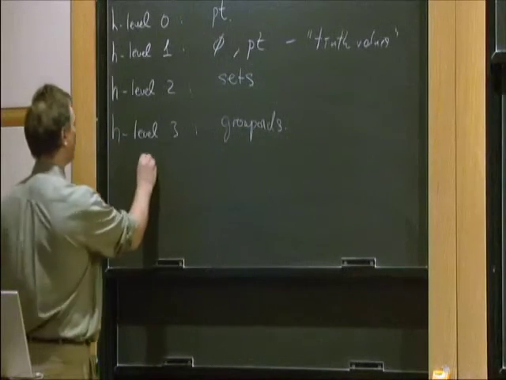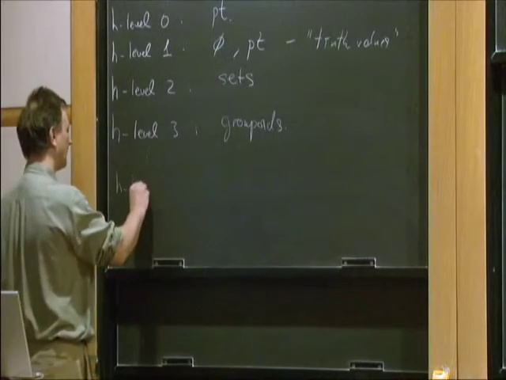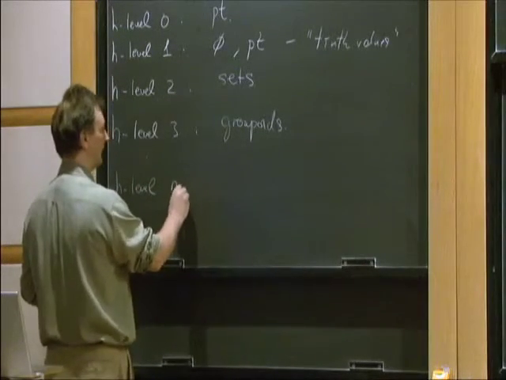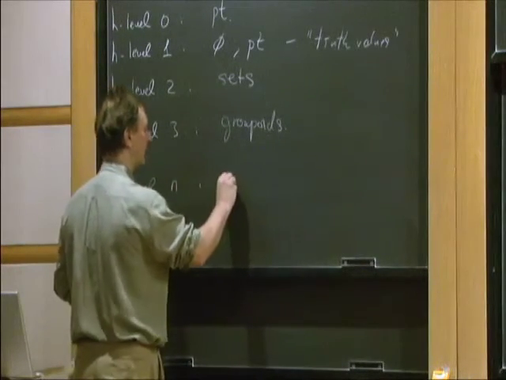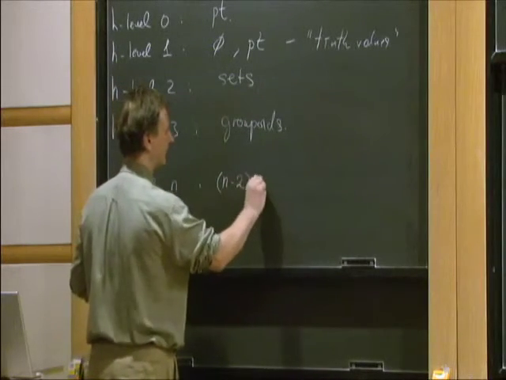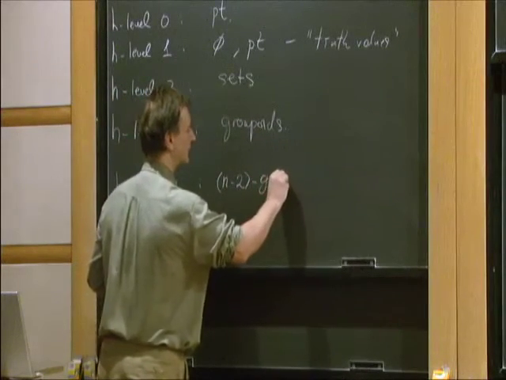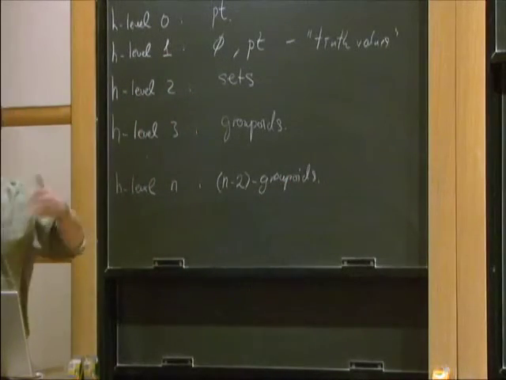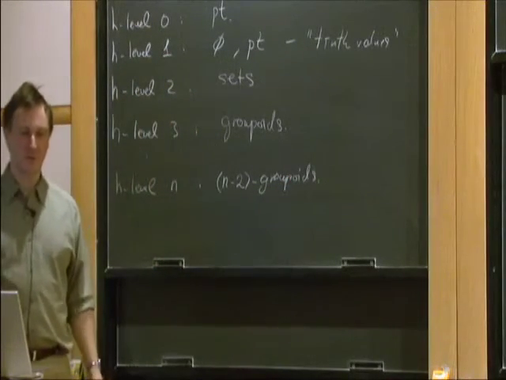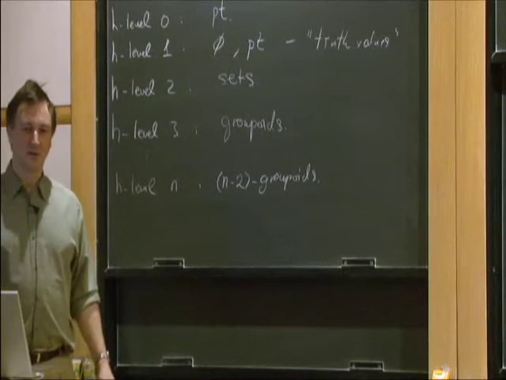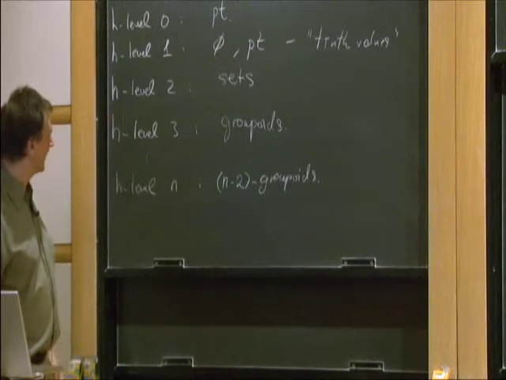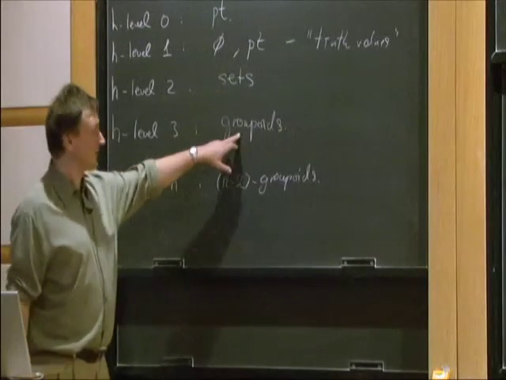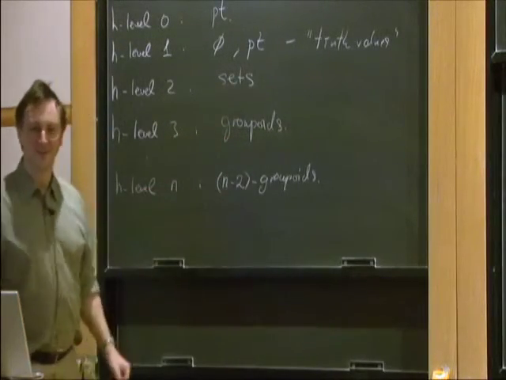So in general, H level n will be n minus 2 groupoids from the general correspondence between higher groupoids and homotopy types. You said n minus 1, you wrote n minus 2. It's supposed to be, let's see, when it's 3, it's 1, so it's 2. Oh, n minus 2.